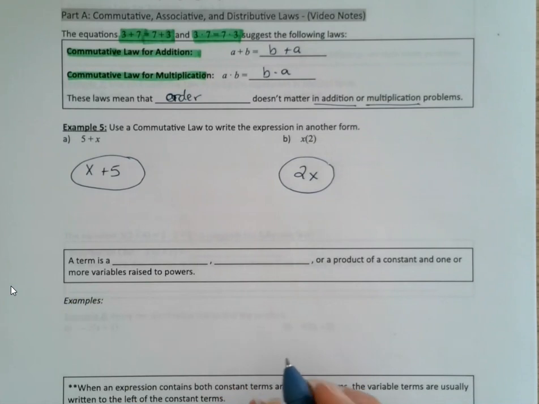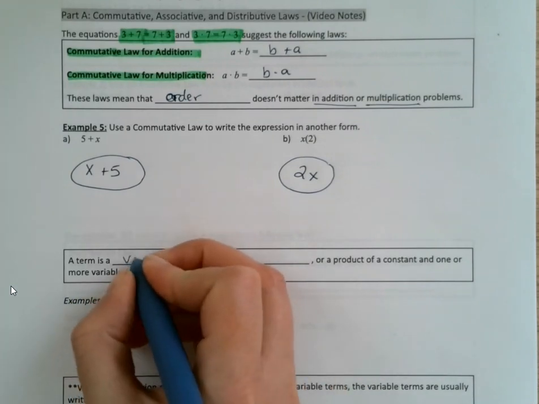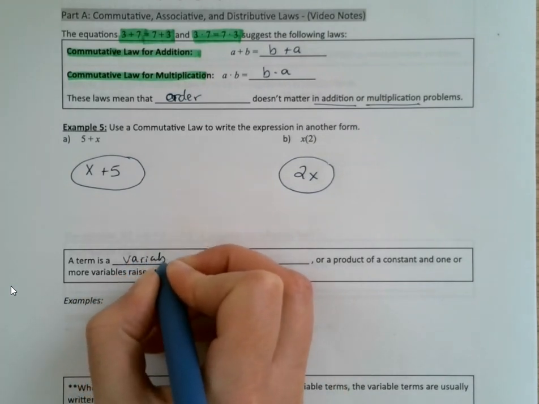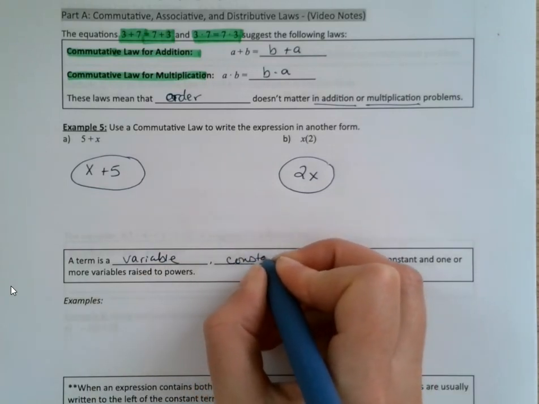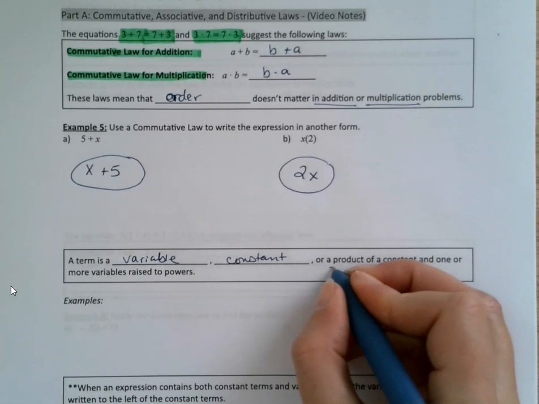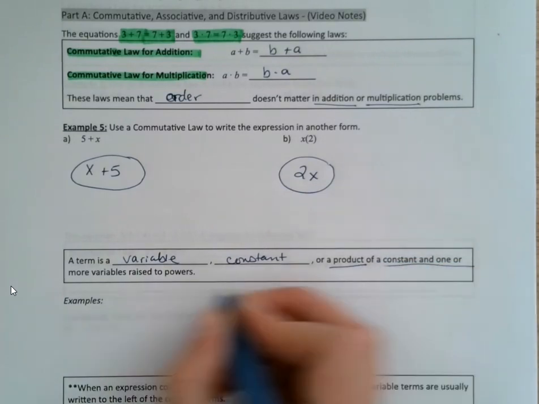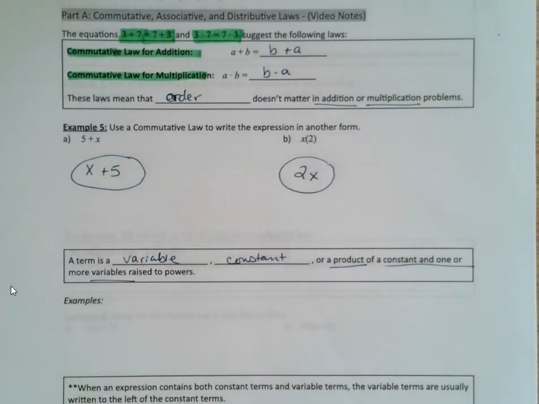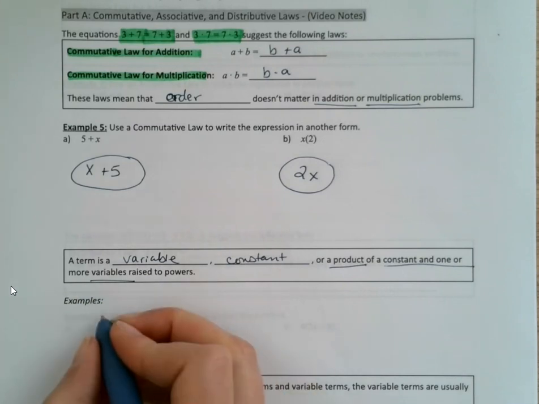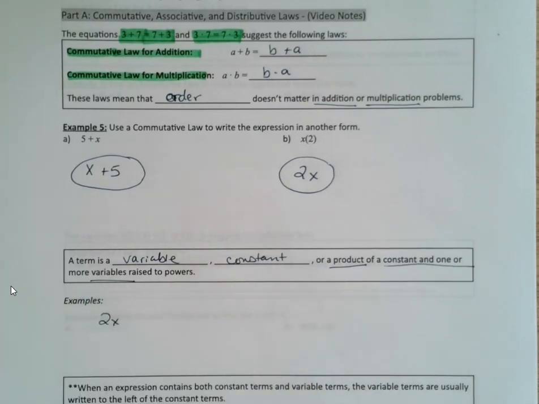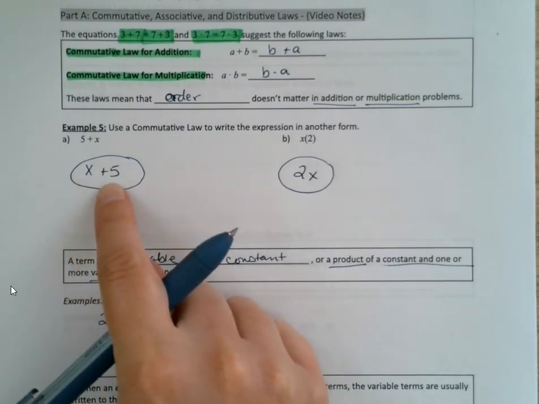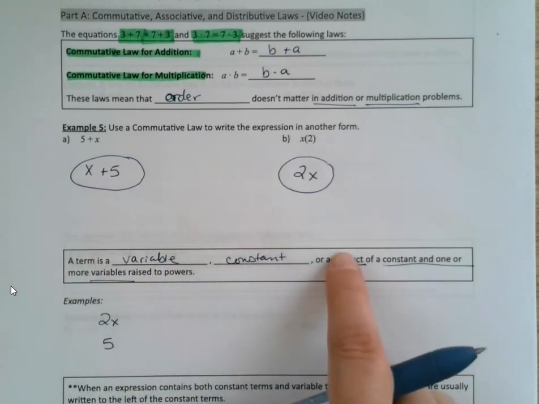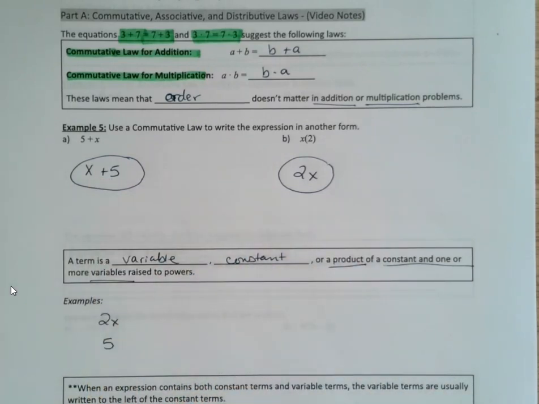A term is a variable, a constant, or a product of constants and one or more variables, maybe raised to powers. So for example, 2x itself is a single term, like we saw up here in part B. 5 is a single term. X plus 5 is two terms because they're separated by addition. It has to be a product, 2 times x, in order for it to be a term.